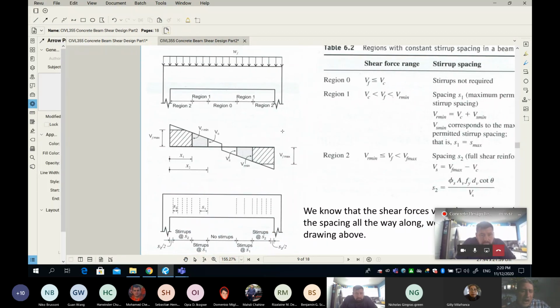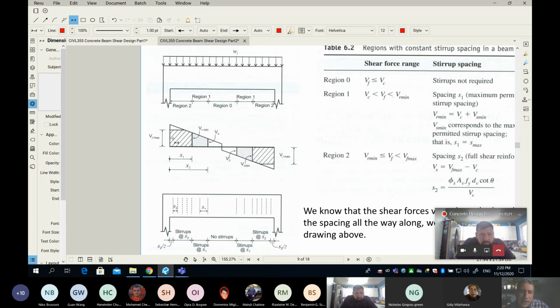I will take simply this value here. I'm going to mark it with a dimension line. I will take my Vf maximum after the reduction. And let's say this number is 400 kilonewton. Okay? Now, guys, let's say concrete can take 100.